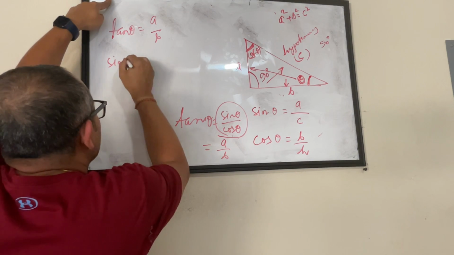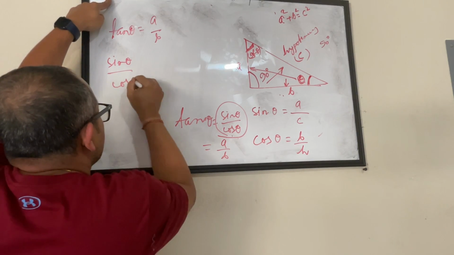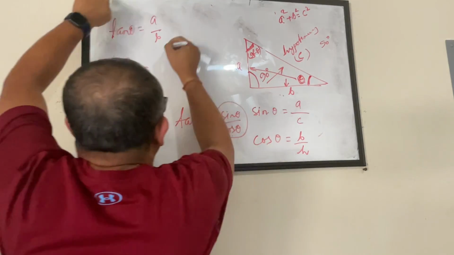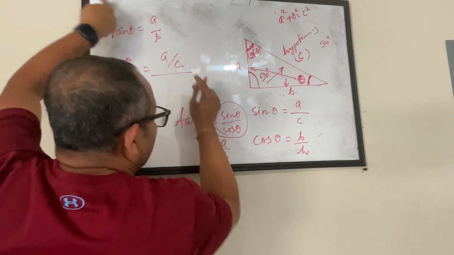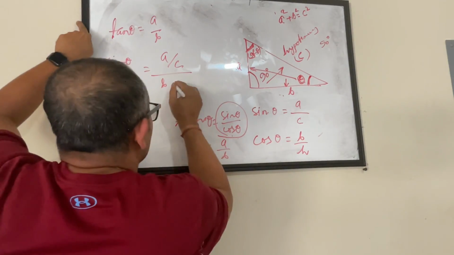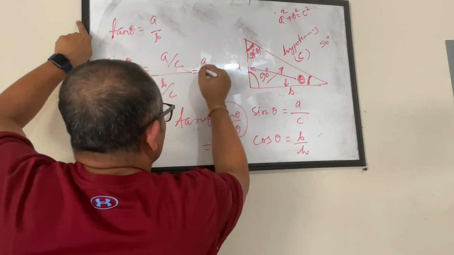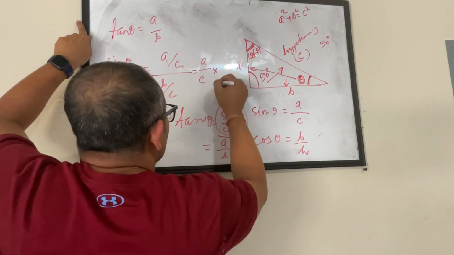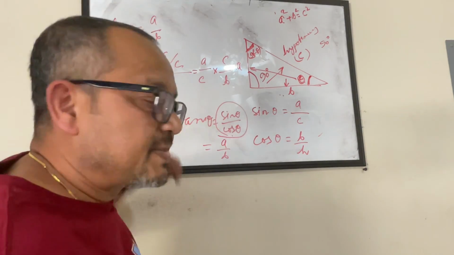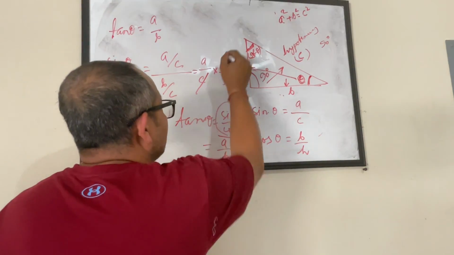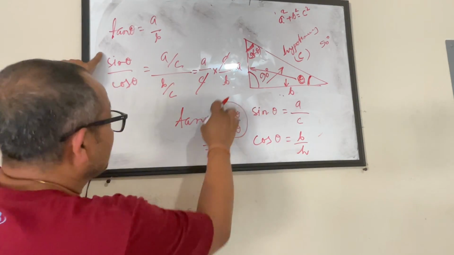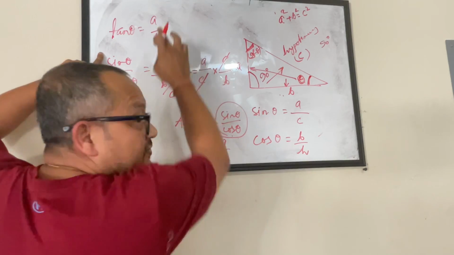What is the value of sin theta by cos theta? Sin theta is A by C. A by C divided by cos theta, which is B by C. What happens? It becomes A by C into C goes up, B comes down. You get A by B. So sin theta by cos theta is equal to A by B, which is the same as the value of tan theta.